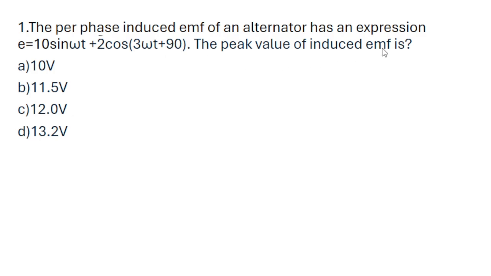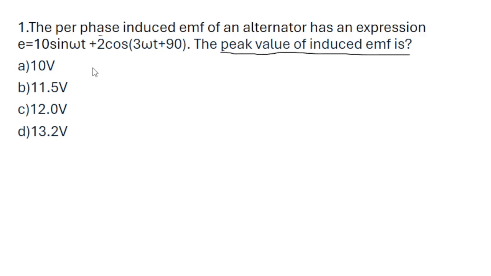The peak value of induced EMF is? Options are A 10 volts, option B 11.5 volts, option C 12 volts and option D 13.2 volts. Here the solution is: per phase induced EMF E is equal to 10 sin omega t plus 2 cos 3 omega t plus 90 degrees. Here EMF is given in per phase value. The question is asking to calculate the peak value of induced EMF. Right? To find the peak value of induced EMF, we must calculate the maximum magnitude of the given expression.